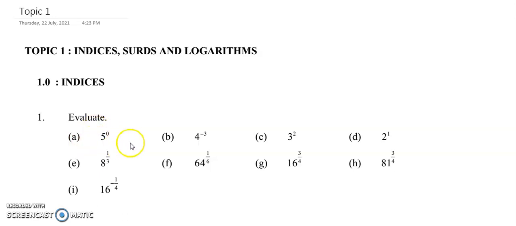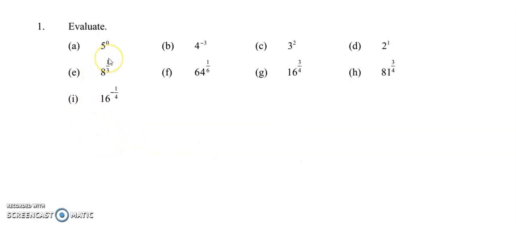index numbers. So for question A, 5 power of 0. Anything power of 0 is equal to 1. So we don't care about the base over here, what the number of the base is. Just when we see the index is 0, we know that this index number has to be 1.